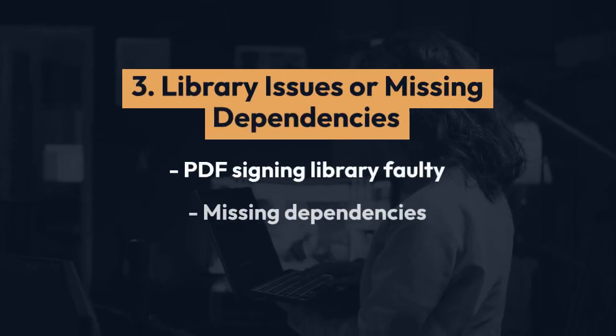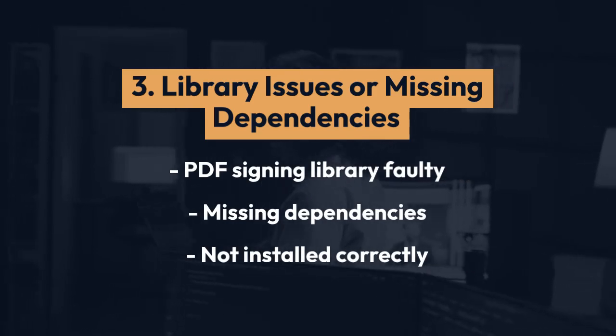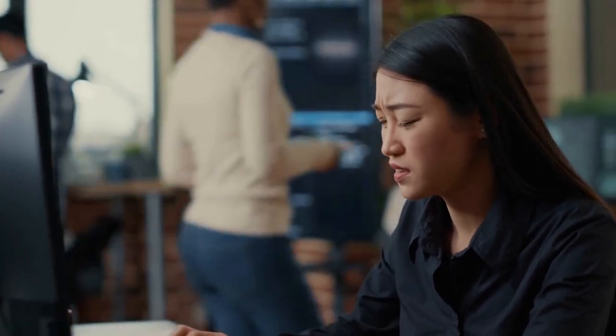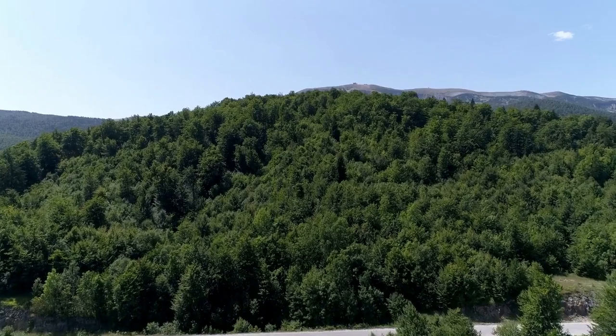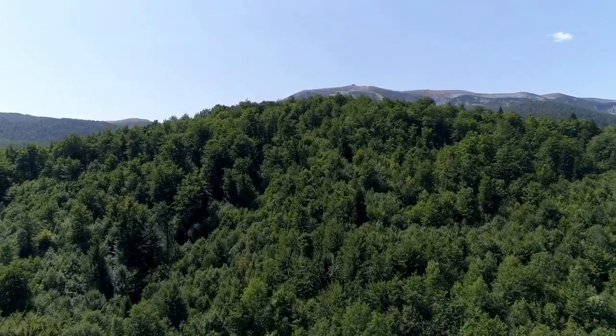3. Library issues or missing dependencies. The PDF signing library itself might be faulty, missing dependencies, or not installed correctly. Ensure you've installed the correct version and all necessary supporting libraries. Check your library's documentation for specific installation instructions and dependencies. If you're using a managed library, like in C# or Java, ensure the correct references are added to your project.